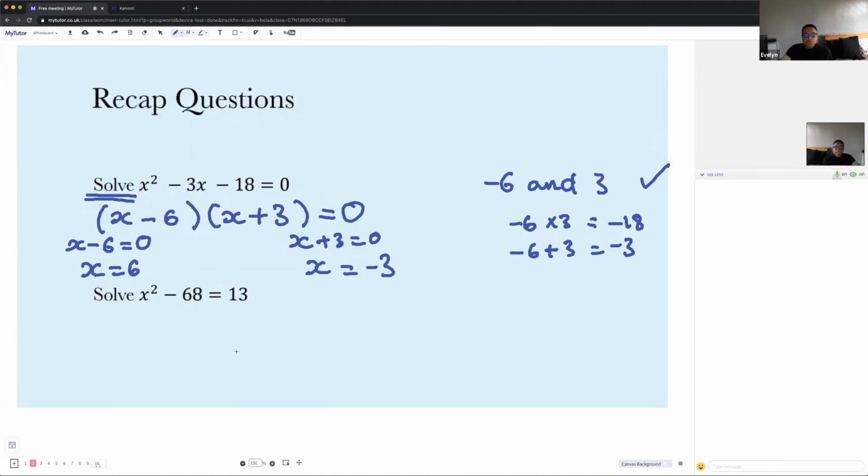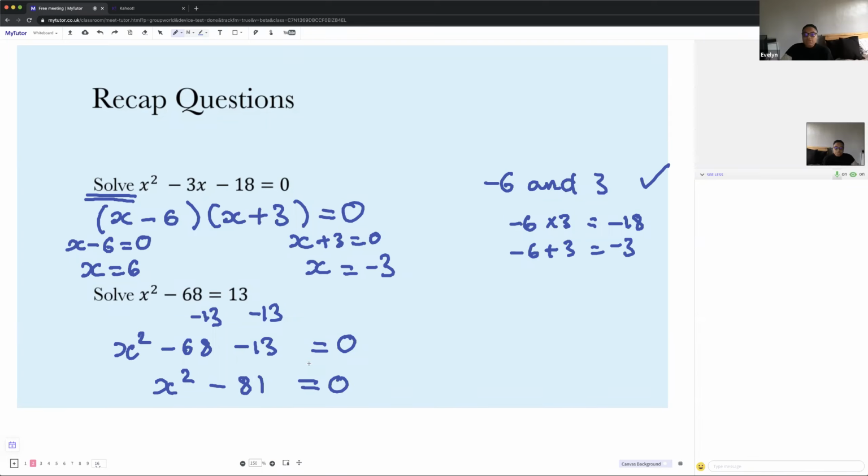Right, the second one looks a little bit more tricky. Now remember, always set the equation equal to 0 first. So we're going to rearrange it. So we want x squared minus something equals 0. So to do that, we're going to subtract 13 on both sides. So we've got x squared minus 68 minus 13 equals 0. And then if we do minus 68 minus 13, we get minus 81.